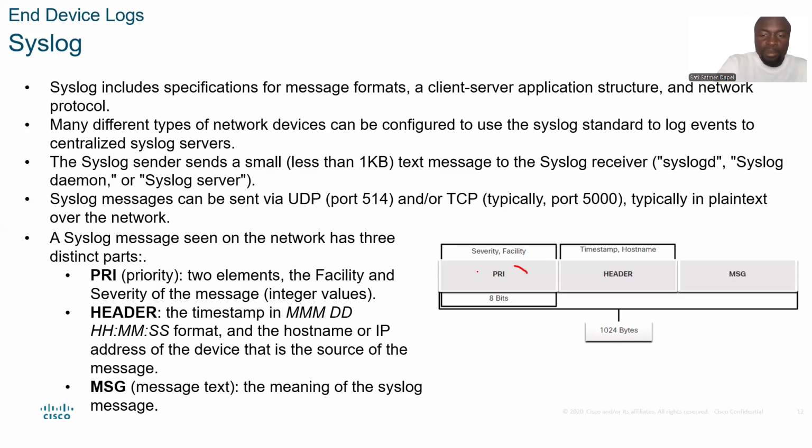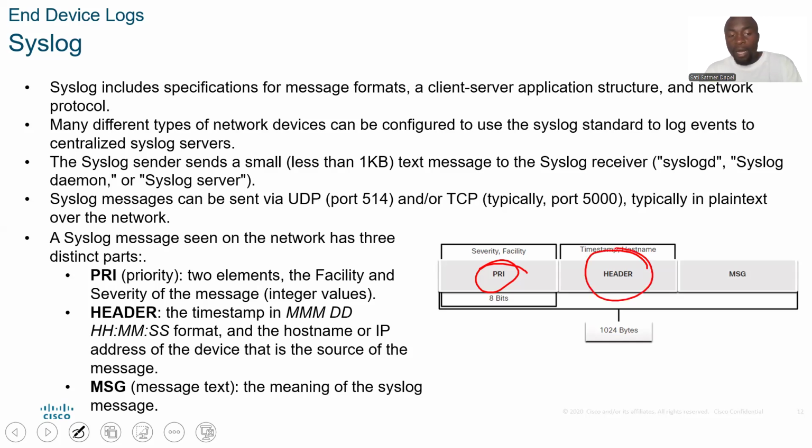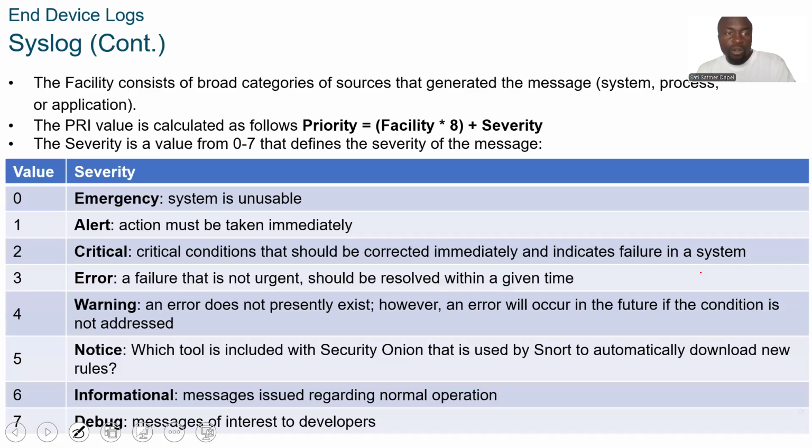It has the PRI, talking about priority, which means any information there is of high value, high priority. So you see PRI. When you see the header here, it's talking about the timestamp. It will give you the timestamp of the message: the day, the month, the hour, the minute, the seconds, and things like that. And then the MSG here is the message that comes with it in the syslog.